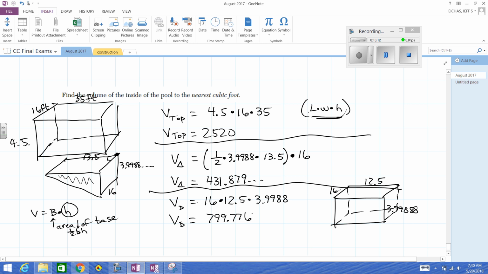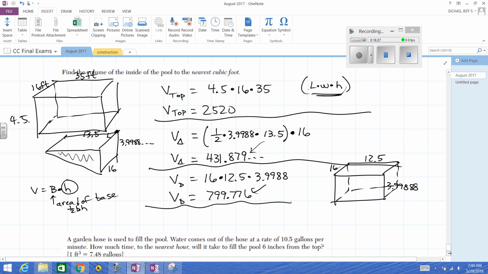799.776. Now, if you use rounded answers, these numbers are going to be a little bit different than mine. I'm not going to take off for that. Hopefully nobody else would too, because it did indicate that you could round early on, but usually we don't round until the very end. All right, so the total volume altogether is going to be all those added up. And that to the nearest full cubic foot is 3752.